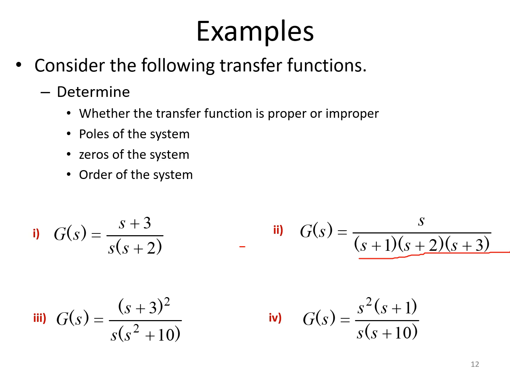Now coming to the last one, here in the denominator the power is 2 and in the numerator the power is 3. This is considered to be an improper transfer function. It has 3 zeros and 2 poles. There are 2 zeros at the origin and 1 zero at s equal to minus 1, and we have 2 poles at s equal to 0 and s equal to minus 10. So this is how you can identify the number of poles, number of zeros and order, and check whether the transfer function is proper or improper.